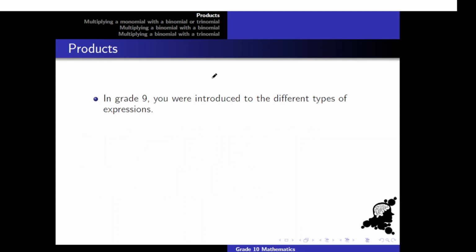So in grade 9, you'll be introduced to the different types of expressions. So for example, if you've got 3y plus 2, let's say minus 4x, you were taught in grade 9 that this is an expression, and we've got different names for expressions based on the number of terms that we have in the expression. An expression with only one term is called a monomial. Now remember, in English, the prefix mono means one. That's an easy way to remember it. So an expression with one term is called a monomial.